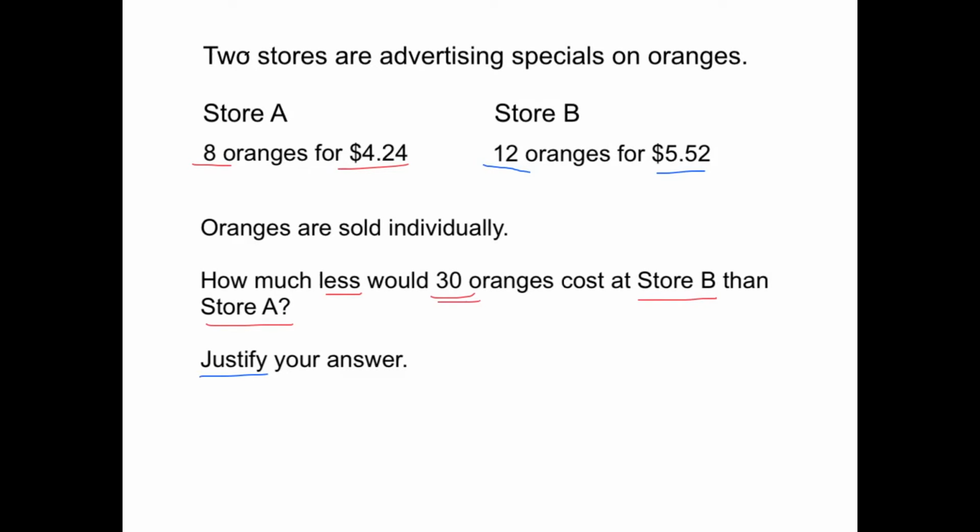So let's see what information we're given. Well, we're told how much it costs for 8 oranges and how much it costs for 12 oranges, but are we told how much it costs for 30 oranges? Do you think we can figure that out? Which store do you think sells the oranges for a cheaper price? Well, let's look at the question again. It says how much less would the oranges be at Store B? So the question already tells us that Store B is actually cheaper, but we need to prove that.